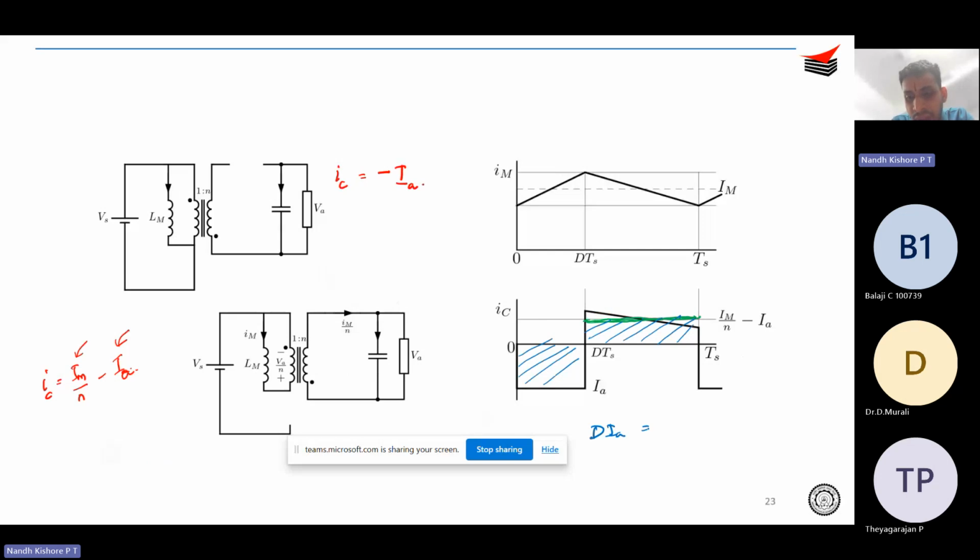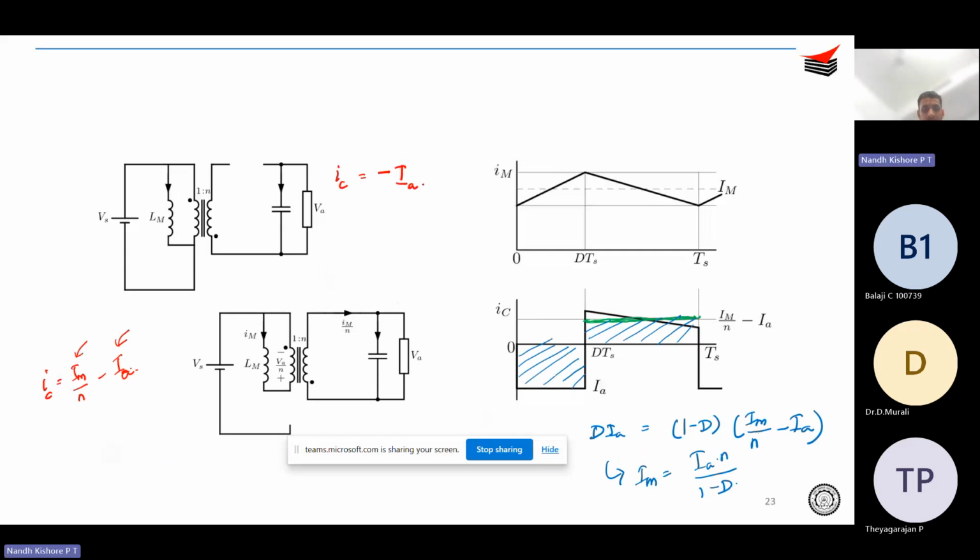D times Im is equal to what? 1 minus D times Im by n minus Ia. That is just the area, right? Positive area is equal to negative area. From this, you get what is Im in terms of Ia. It turns out that Im is equal to Ia into n by 1 minus D. Ia is the output current. Okay.